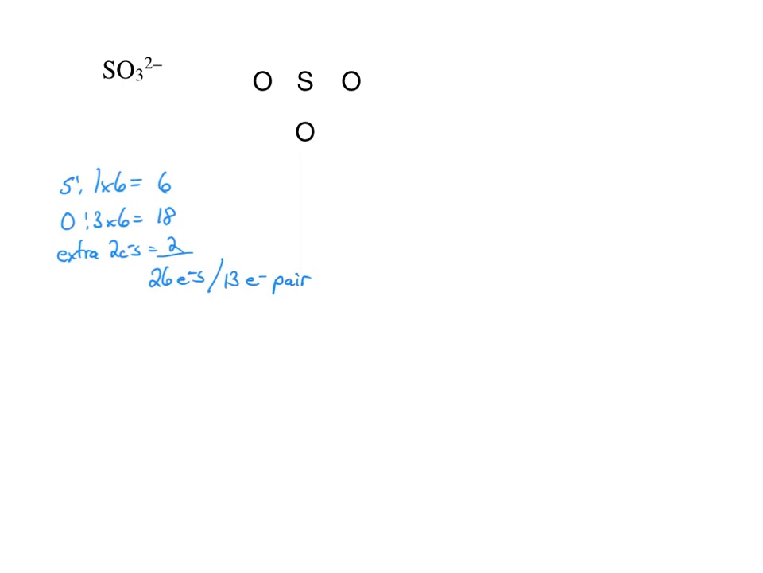Sulfite ion, SO3 2-. 1 sulfur atom, 6 valence electrons, that's in group 6, so we get 6 from the sulfur. Oxygen's also in group 6, we have 3 of those, so 18 valence electrons from the oxygen. The -2 charge indicates we have an extra 2 electrons, so we add this up, 26 electrons, 13 electron pairs.